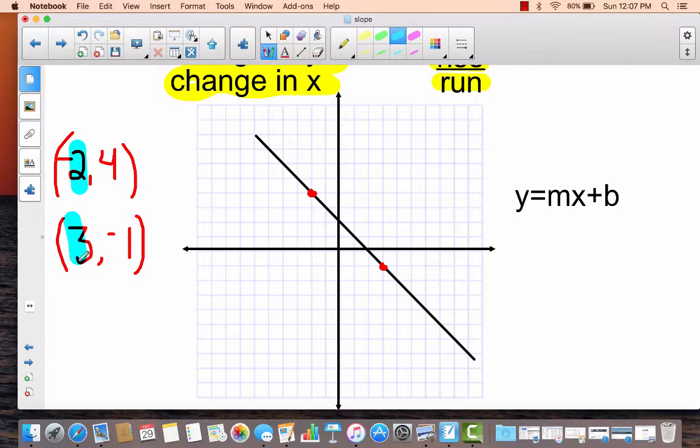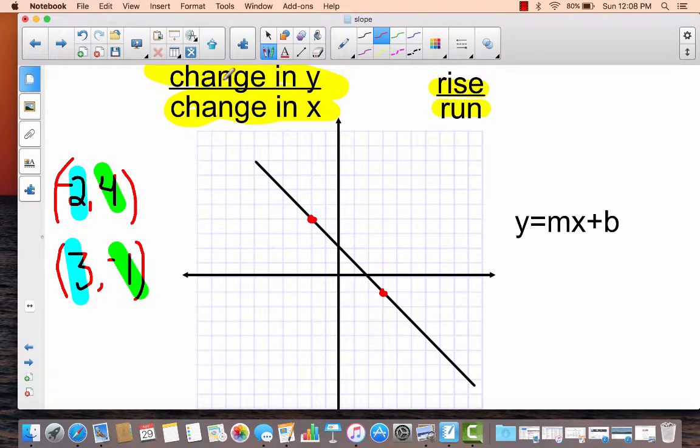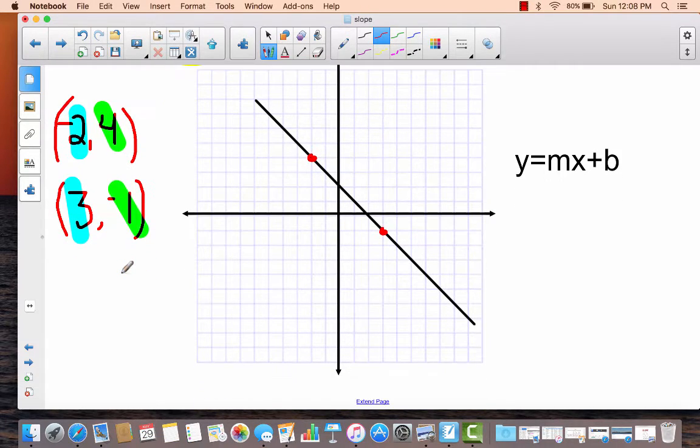I'm going to put those in blue. And we know that the second number in the pair is always the y. So I'm going to put those in green. So my formula tells me that in order to find the slope, I need to find the change in y. So I'm going to take my 2 y numbers and I'm going to find the change in them, or the difference. So I'm going to subtract.